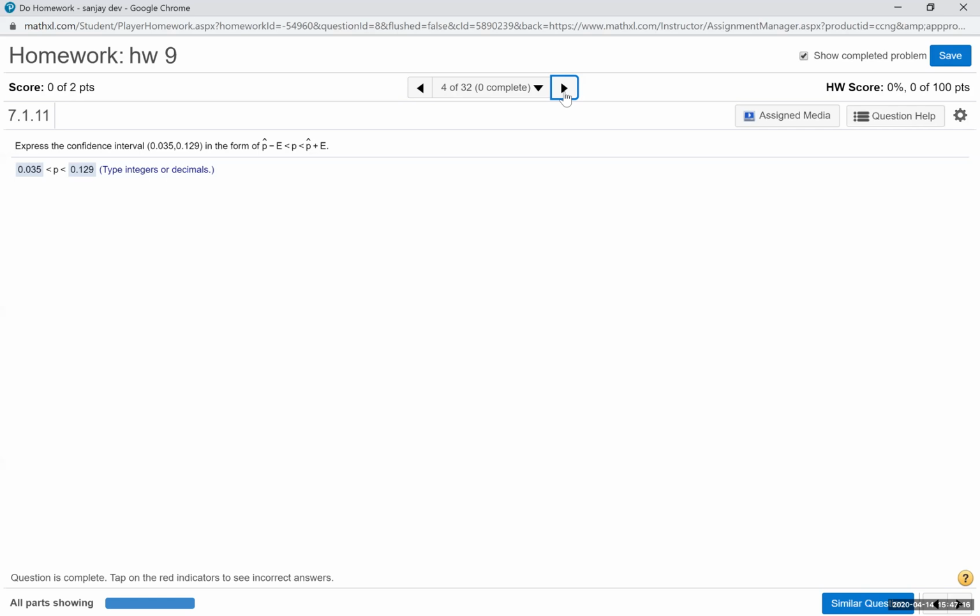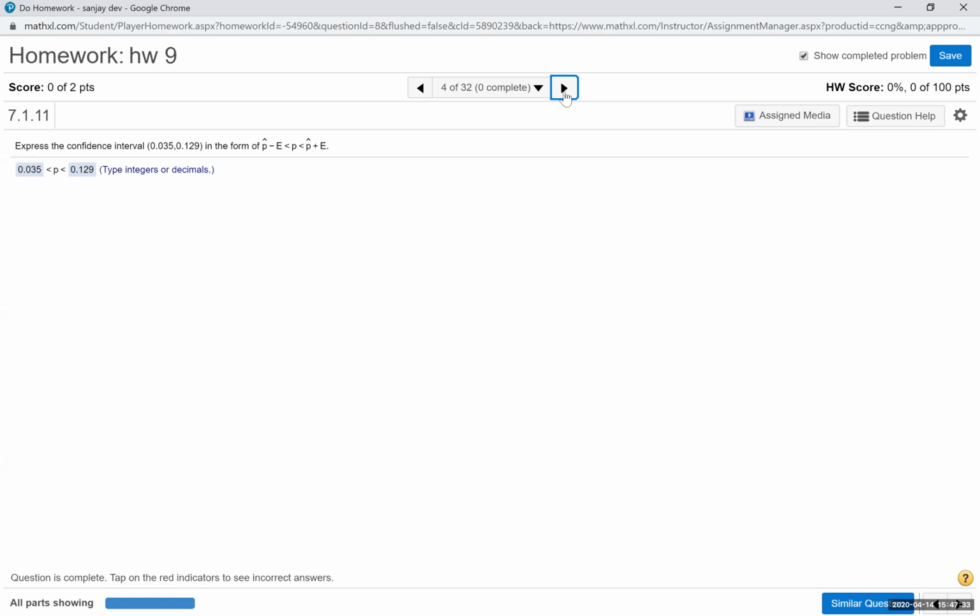It's saying it's between 0.035 and 0.129. To put it in percentage, that's 3.5% and 12.9%. That's what the true population proportion is. So that's your confidence interval. That's how confident you are.